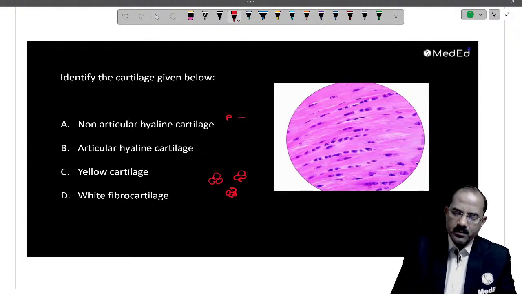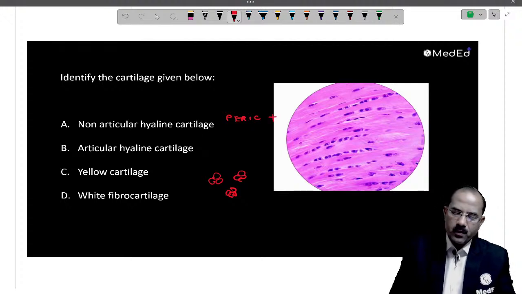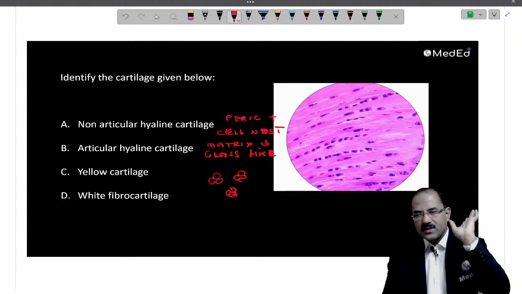The perichondrium is present. Okay, I'll just write in short. Perichondrium is present. Chondrocytes are found in group. What is that group known as? The cell nest. Chondrocytes are found in group. The groups are known as cell nest. And the matrix is glass-like appearance. Perfect. So this is about the hyaline cartilage.